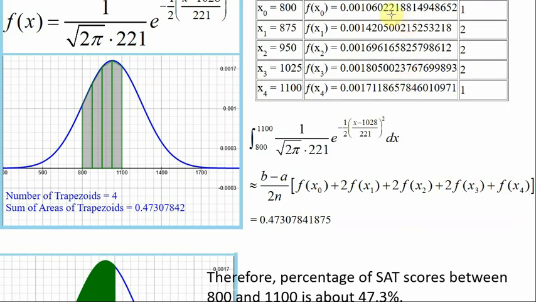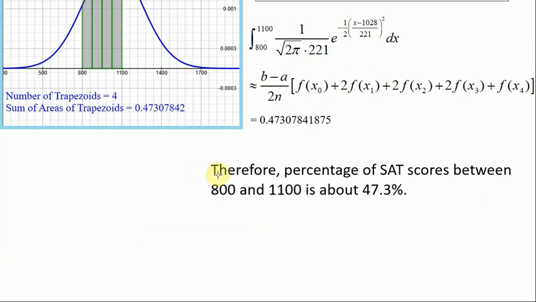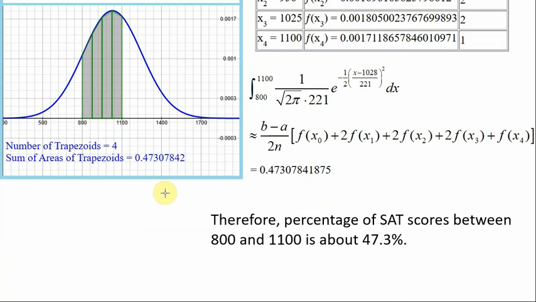And then we would use these function values and plug them into this formula. a would be 800, b would be 1100, and n is 4. Then work this out, and it comes out to be about 0.473. Therefore, the percentage of SAT scores between 800 and 1100 is about 47.3%.